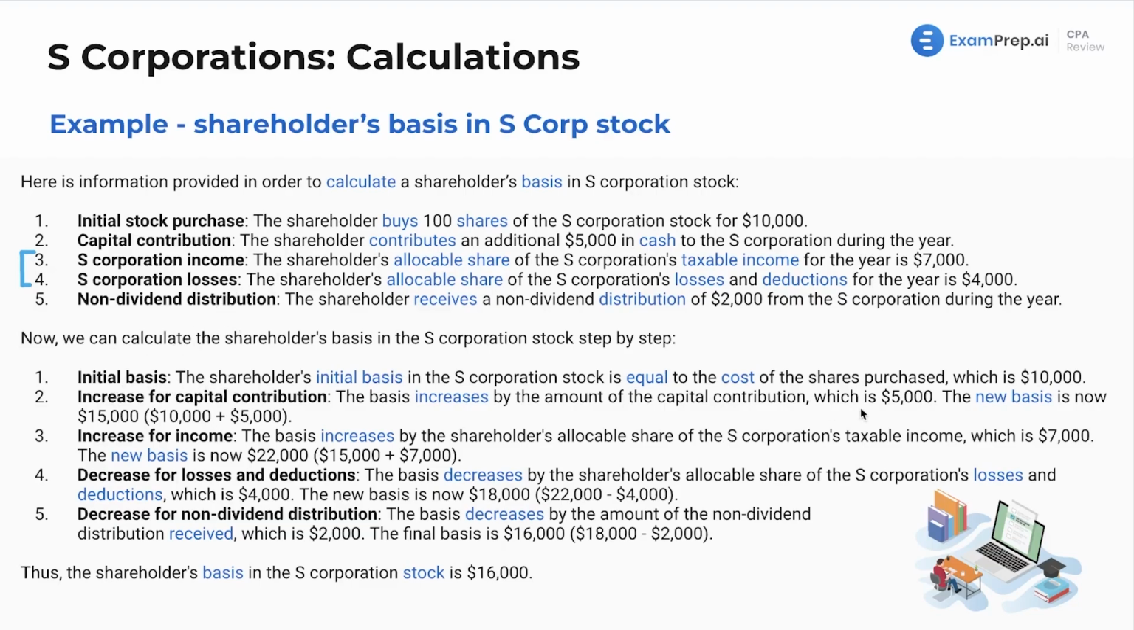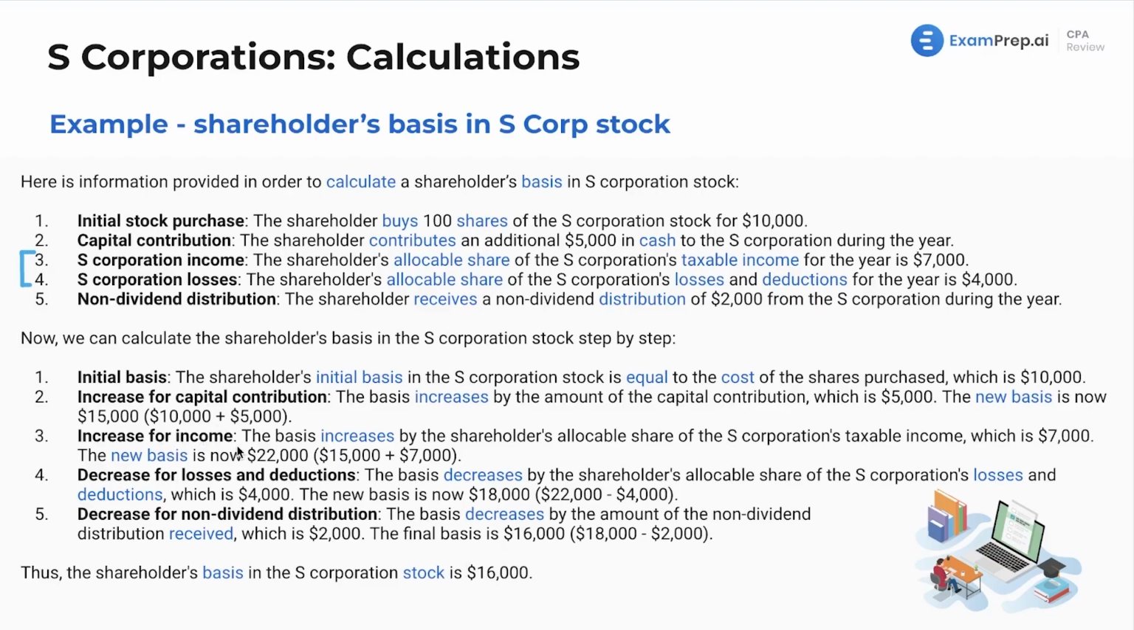The initial basis is going to be that $10,000. It's what you put into your investment. Nice and easy, $10,000. Then this person contributes an additional $5,000 in cash during the year. As such, simple math, add that $5,000 to your initial stock purchase, which is $15,000.